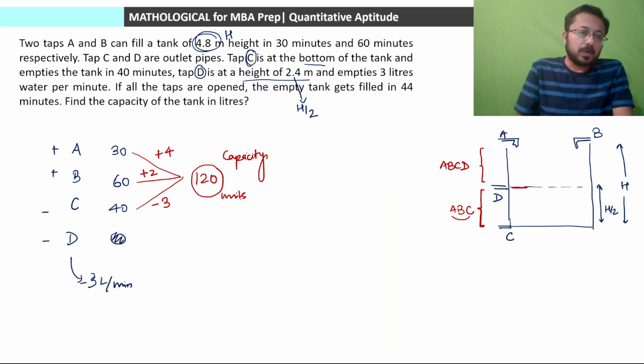Okay, so 120 is total capacity. So if total, assume 120 units are there, the capacity of the tank. So in that case, till half the height, capacity will be 60 units.